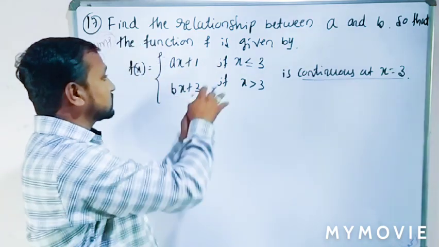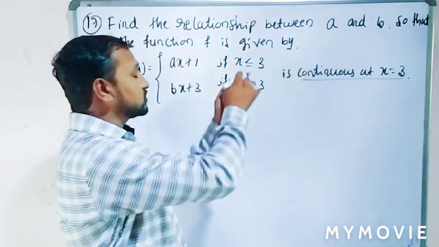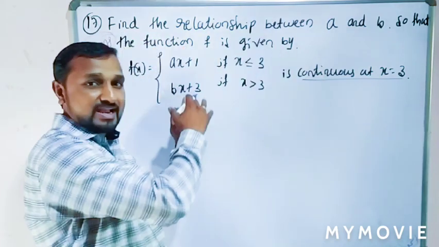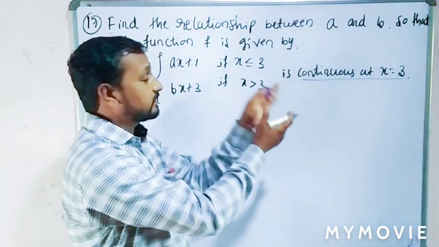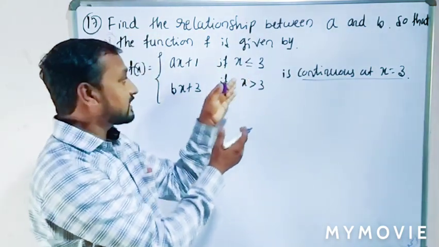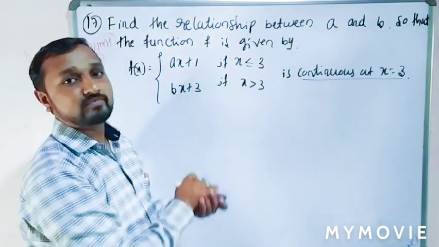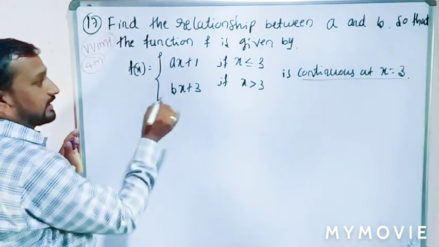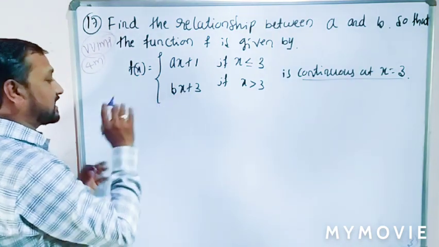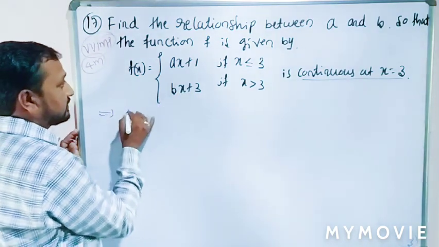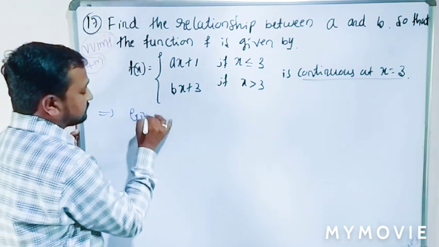So the given function should be continuous, which is nothing but the left hand limit is equal to the right hand limit. Here the left hand limit and right hand limit are equal, as given. Then you apply the limit. Here I can write the solution of this very easy example, which is 4 marks.